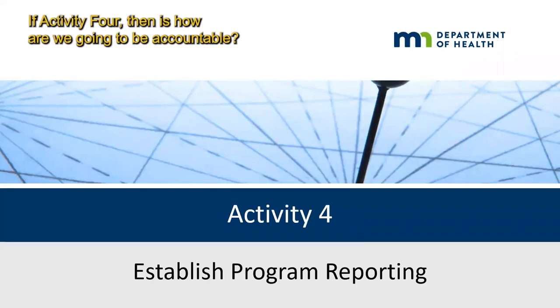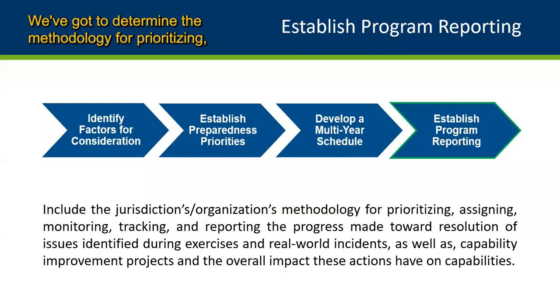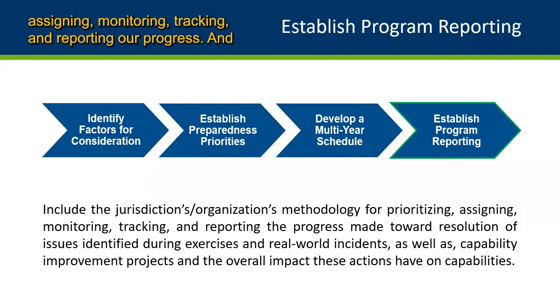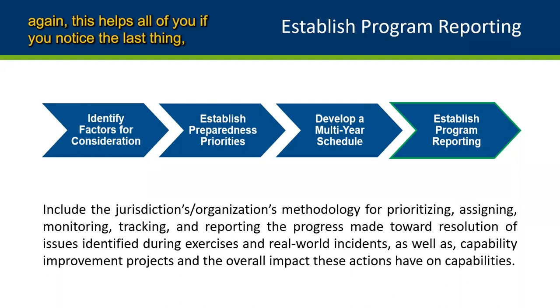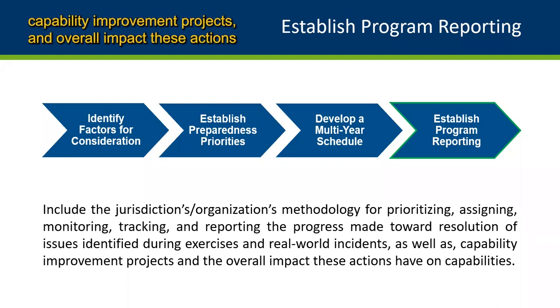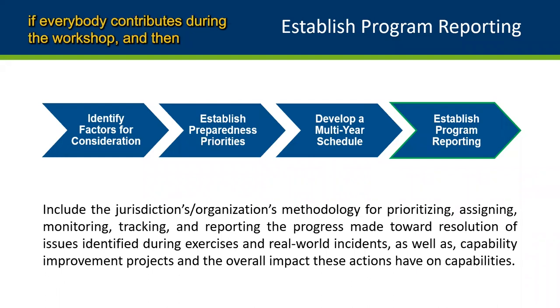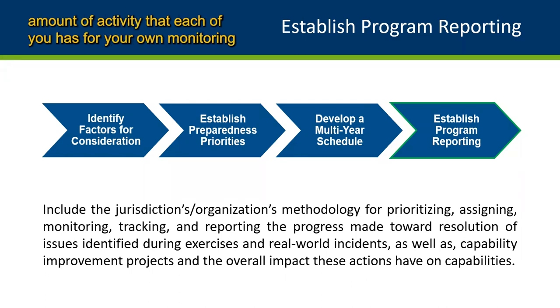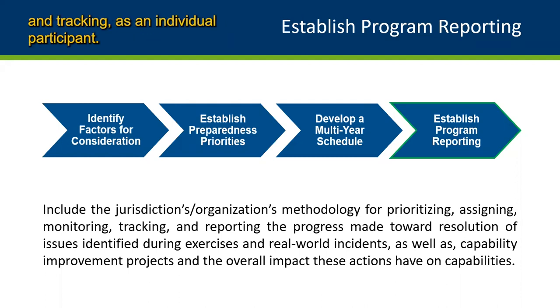Activity 4 then is, how are we going to be accountable? We've got to determine the methodology for prioritizing, assigning, monitoring, tracking, and reporting our progress. And again, this helps all of you. If you notice the last thing, capability improvement projects and the overall impact these actions have on capabilities, those are your individual organization capabilities across the jurisdiction. So with this tracking, if everybody contributes during the workshop and then contributes in the tracking process, it should minimize the amount of activity that each of you has for your own monitoring and tracking as an individual participant.